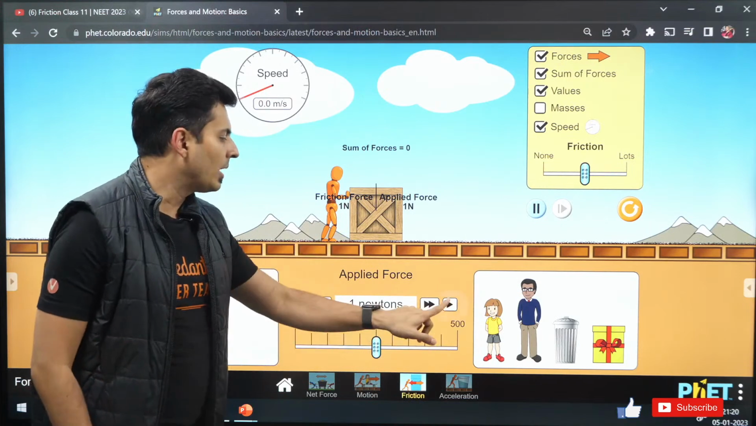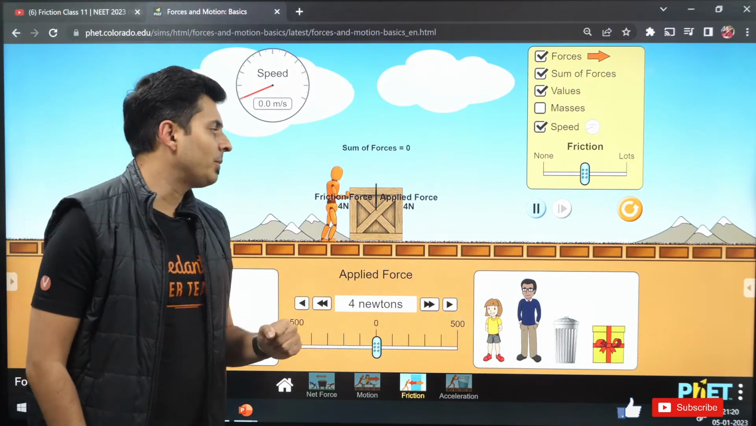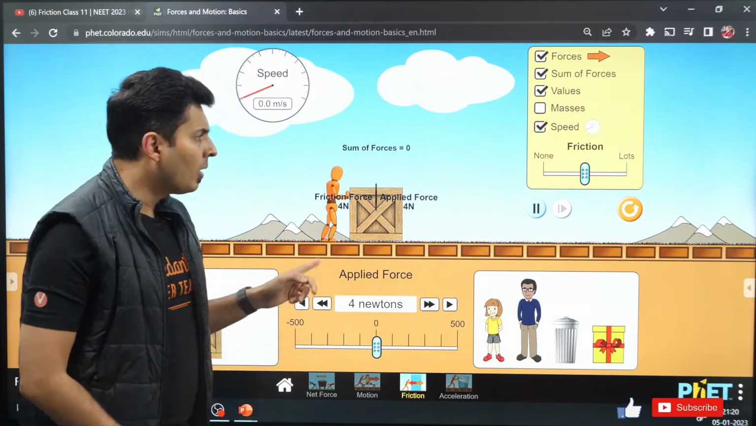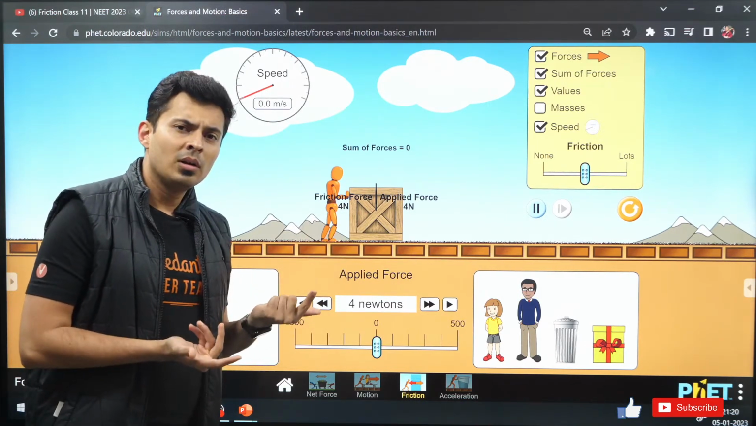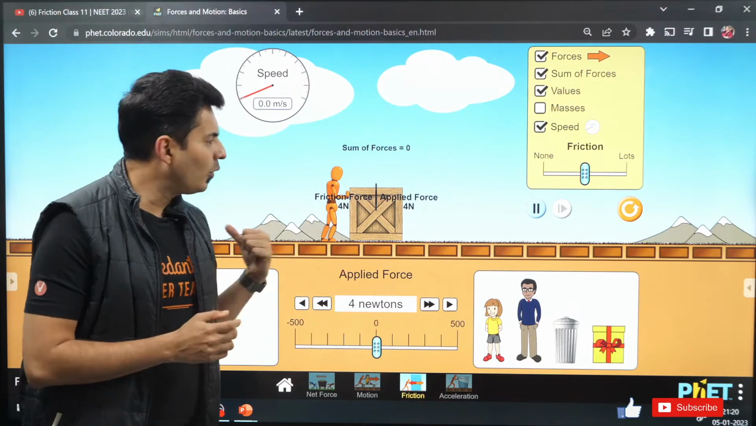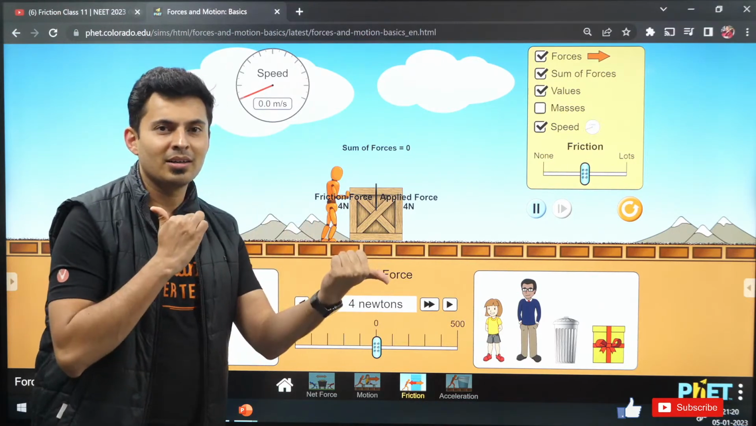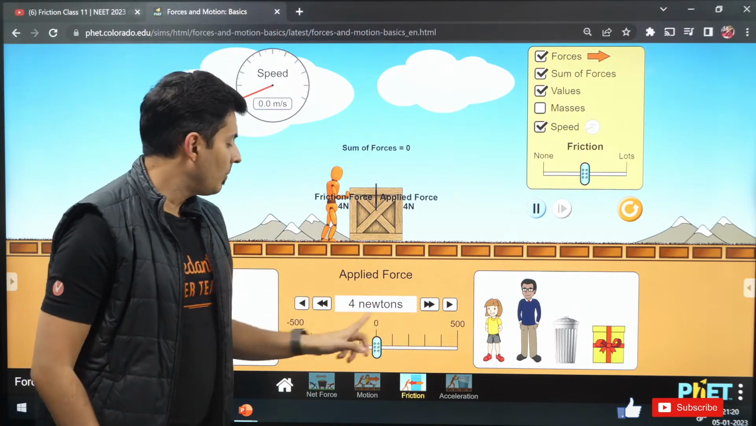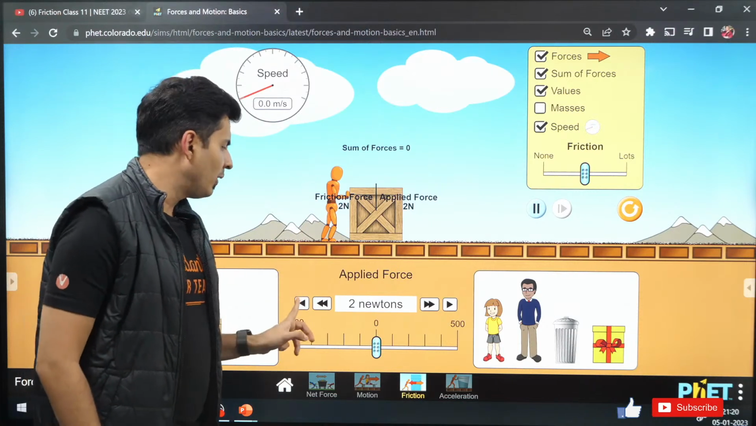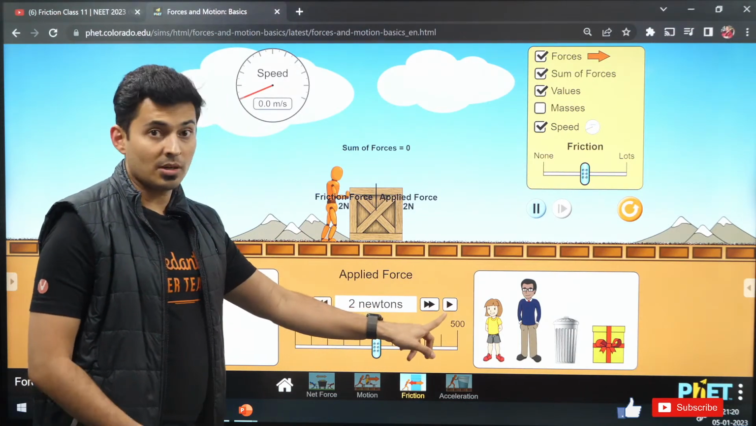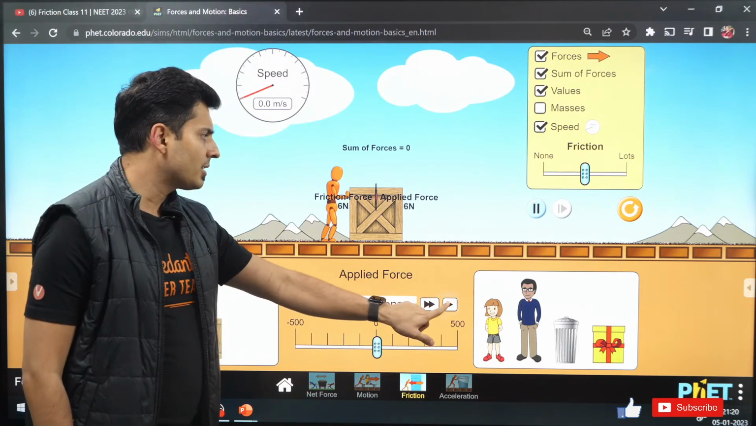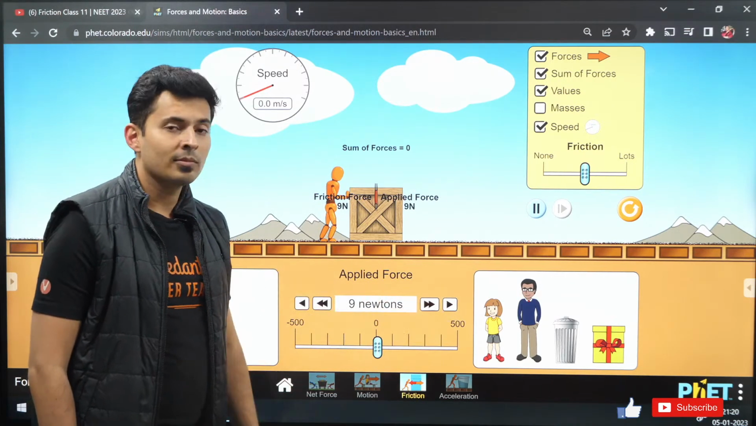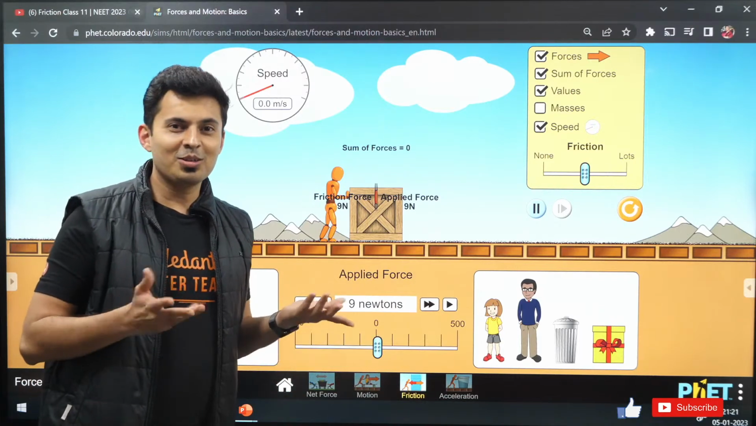Correct? I'll apply more force. How much force am I applying? 4 Newton. Is it moving? No. So how much frictional force will be acting? 4 Newton, in the opposite direction. When I applied 1 Newton, friction became 1. When I applied 2 Newton, friction became 2. When I applied 3, it became 3. 4, 4, 5, 5, up to 9, 9. This is crazy. Friction is adjusting itself.